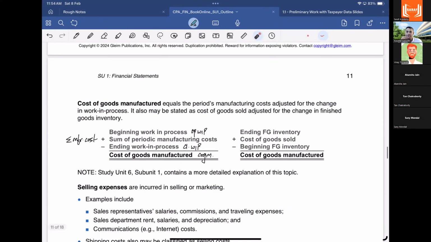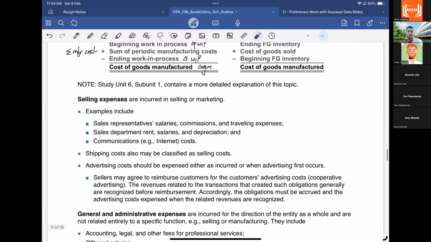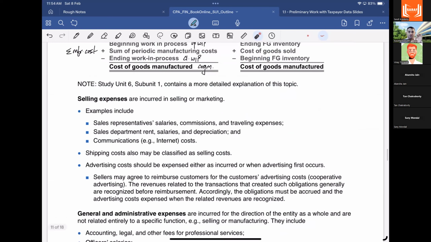All right. So next up, we are looking at a few examples of selling expenses. Selling expenses are incurred in selling or marketing. Now this is very simple and easy to understand, right? Selling expenses include commissions, for example. We give commissions to a sales representative and incentivize them, right? So what do we incentivize them?